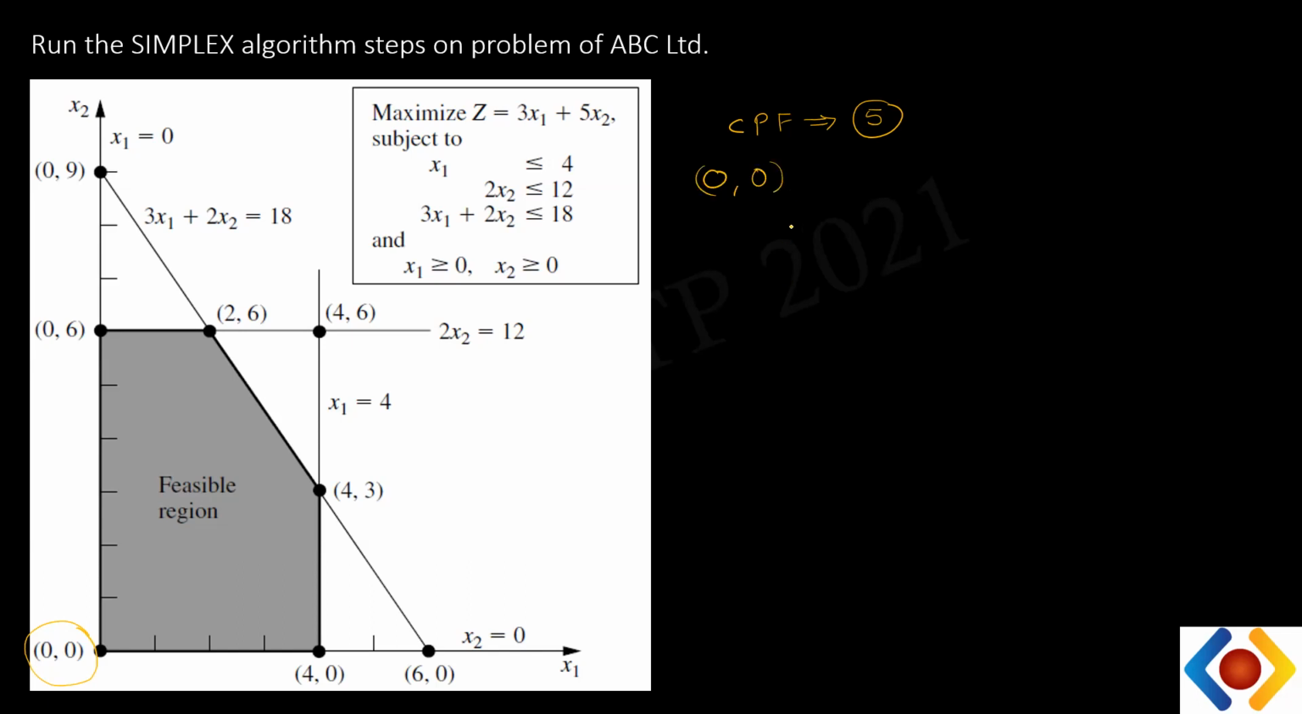0, 0. And then what do we do? The next step, we check: is this an optimal solution? To know that, first I need to calculate what is the Z at this point. So Z at 0, 0 is equal to 0, right? You all agree? Now the question is, is this an optimal solution? The answer is obviously no, because when we increase the value of x1 and x2, Z is going to increase. So this is definitely not an optimal solution.